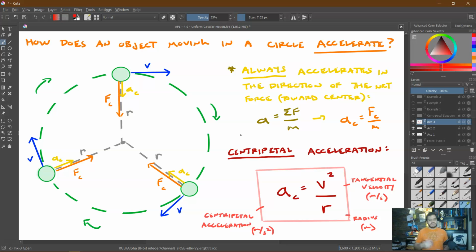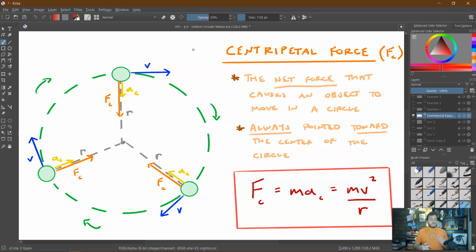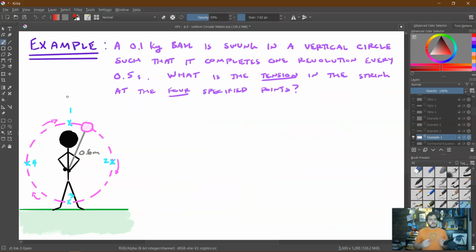a_c, the centripetal acceleration in meters per second squared, is equal to v squared over r, where that v is the tangential, the instantaneous velocity in meters per second, and r is the radius in meters. So once again, if you look at that and go, where did that come from? Don't worry, we're going to talk about it in class. But now that we have the centripetal acceleration, we can more formally make an equation for the centripetal force. The centripetal force is just the mass times the centripetal acceleration, so it will be equal to mv squared over r. So let's look at an example altogether of how we can use all the information we started to learn today in one big problem.